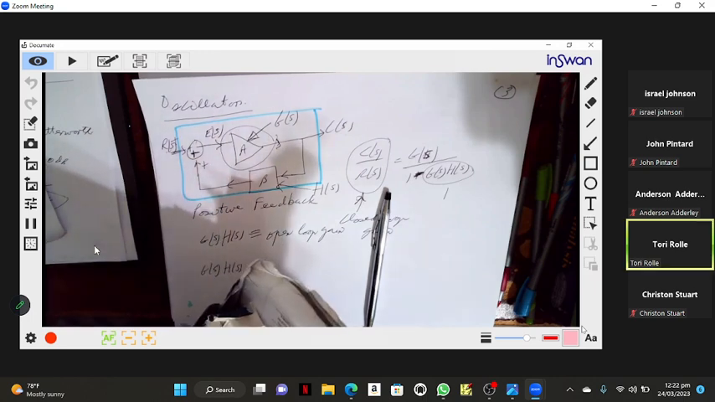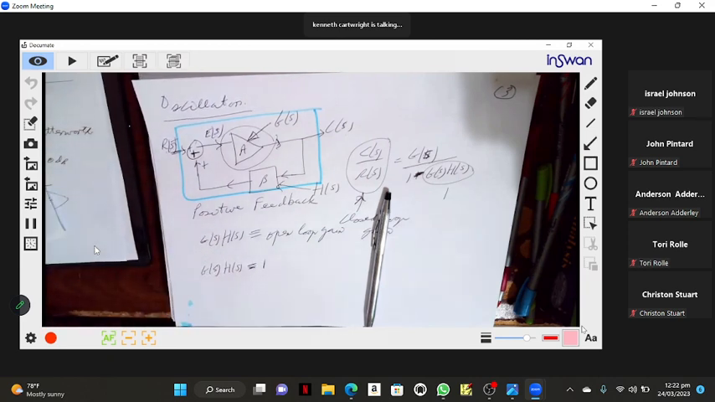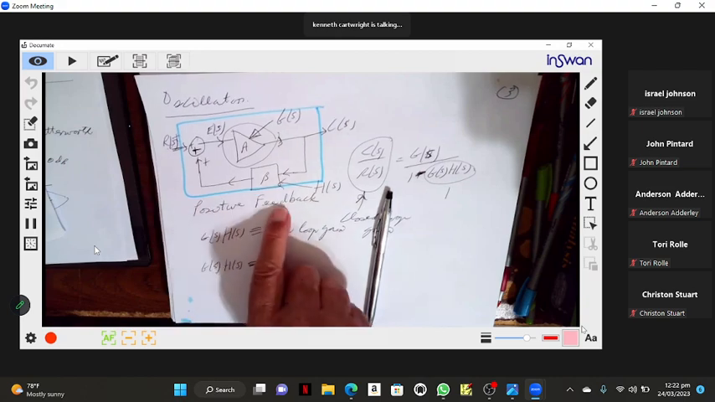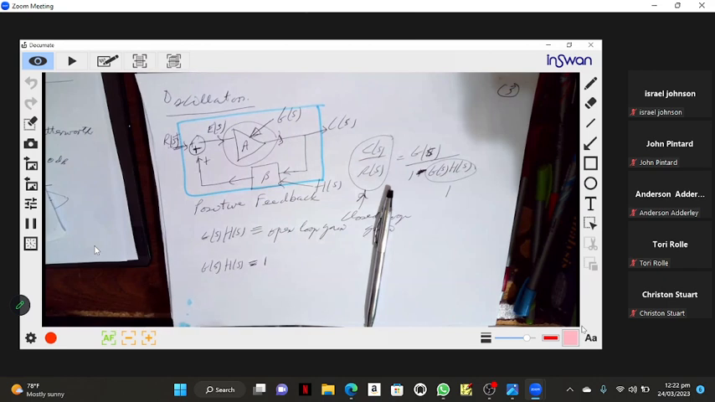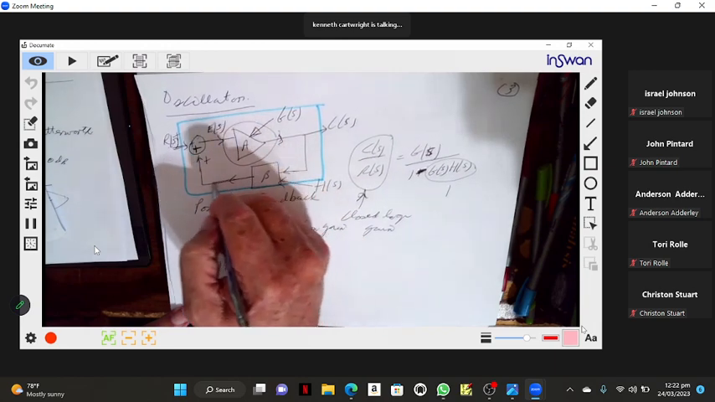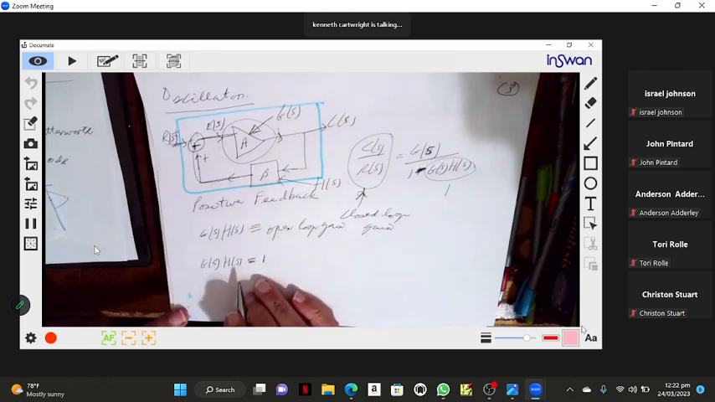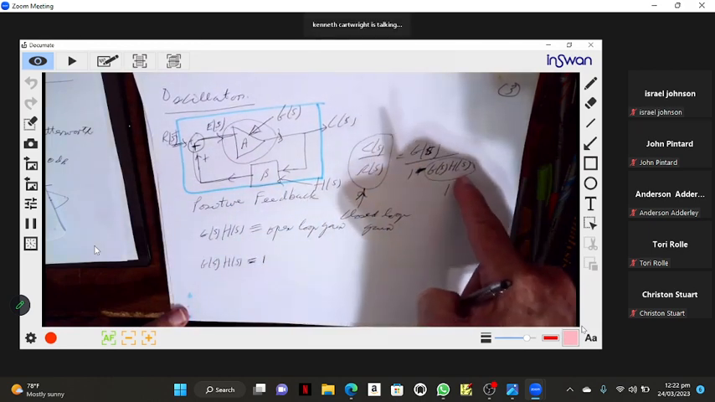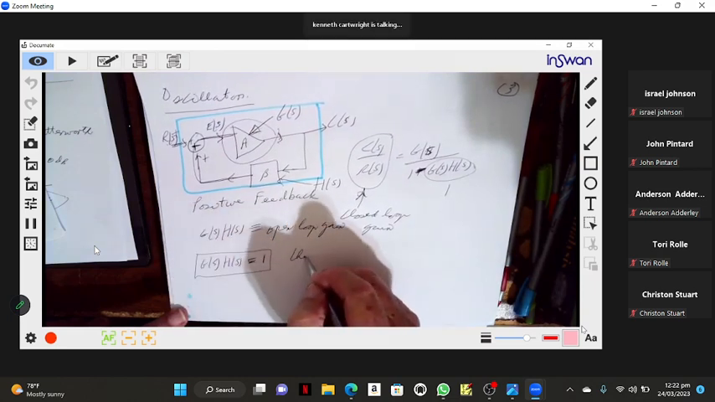It is the same stuff Dr. Turner was saying. That's what I've been saying for the past 10 minutes, except that Dr. Turner looked at negative feedback, and I'm looking at positive feedback. As a matter of fact, I'm now looking at this going directly back here with no input. And if G of S times H of S is equal to 1, then we have oscillation.